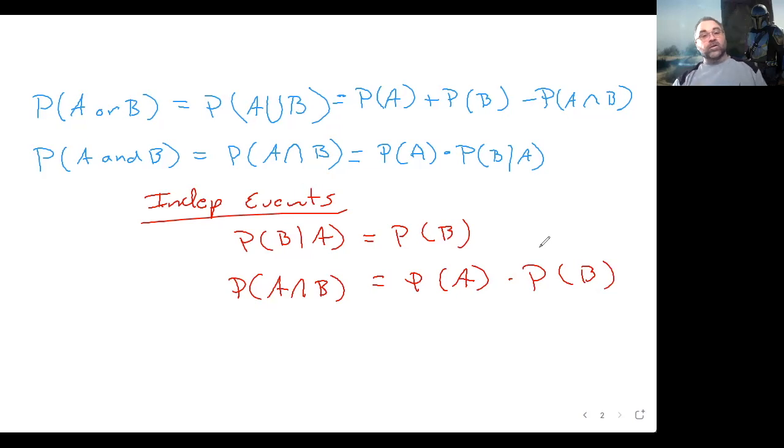Okay, and that does shorten it up quite a bit, but they have to be independent for that to work. So you'd better make sure that your events are indeed independent, because if they're not, then it runs into some problems.